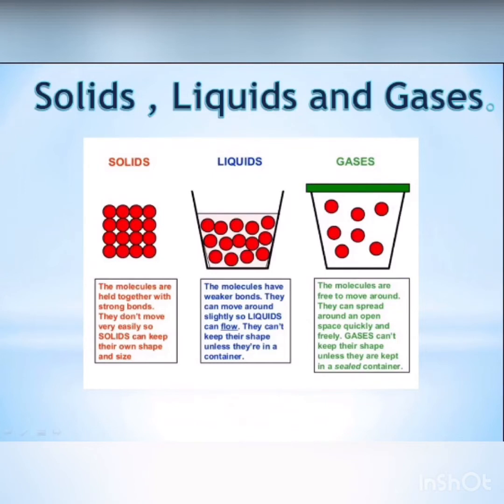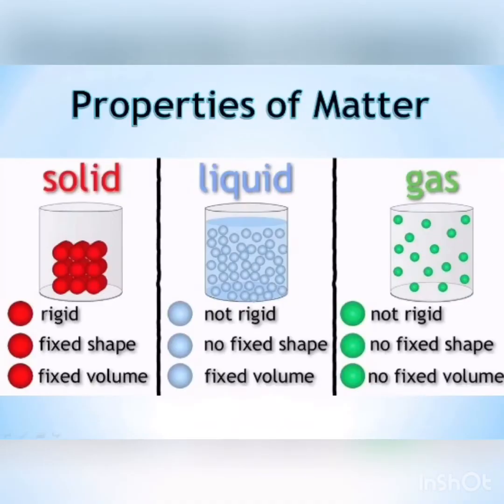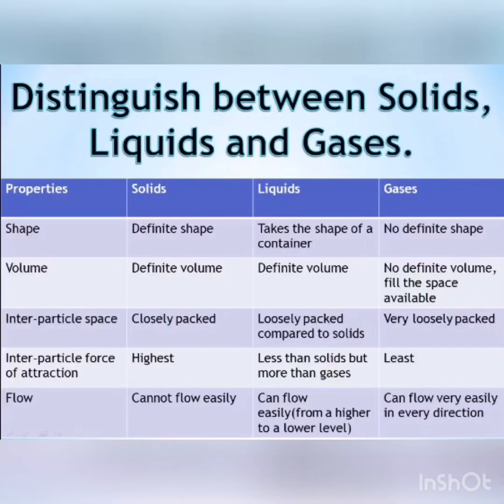Based upon this topic, we can discuss our next topic, that is properties of matter. So, my dear children, properties of solids are they are rigid, they have fixed shape, and they have fixed volume. On the other hand, regarding liquids, they are not rigid, they do not have fixed shape, but they do have fixed volume. In the end, regarding gases, they are not rigid, they do not have fixed shape, and they do not have fixed volume. The last topic that will conclude our chapter is distinguish between solids, liquids, and gases.